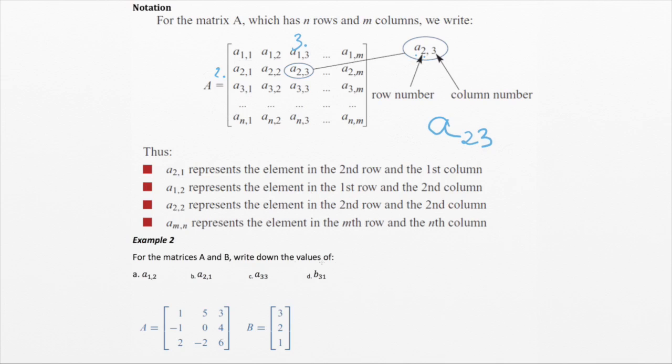So for example 2, for the matrices A and B, write down the values of. So the first one we're looking for is A12. So that means we're looking for row 1, column 2. Well, here's row 1 and here's column 2. So when we find the intersection of that, that's 5.